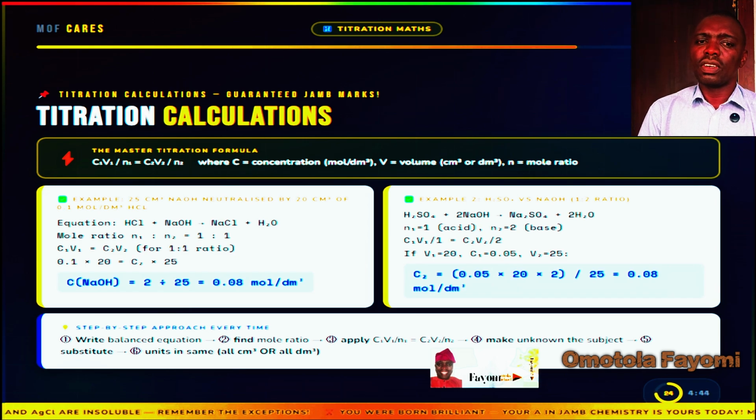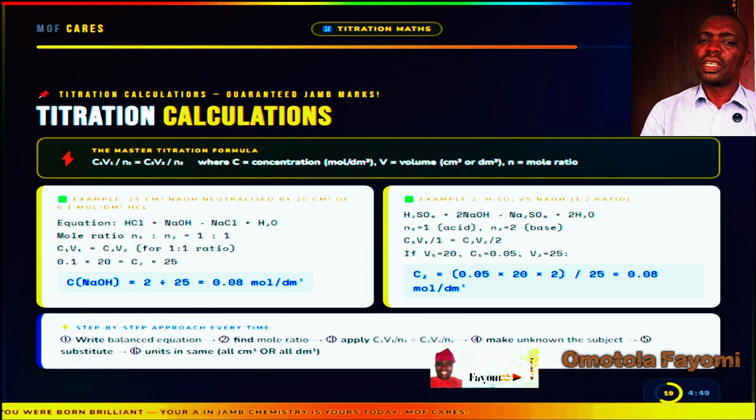Example 2: sulfuric acid reacts with sodium hydroxide in a 1:2 ratio. The formula becomes C acid times V of acid divided by 1 equals C base times V of base divided by 2. The denominator changes with the mole ratio.